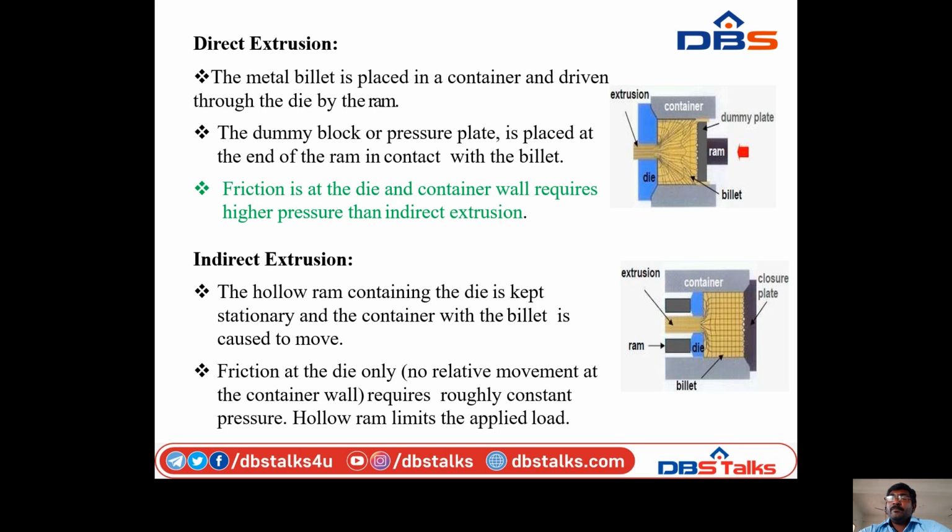Then indirect extrusion. The hollow ram containing the die is kept stationary and the container with the billet is caused to move. Friction at the die only, no relative movement at the container wall. Requires roughly constant pressure. The hollow ram limits the applied load.